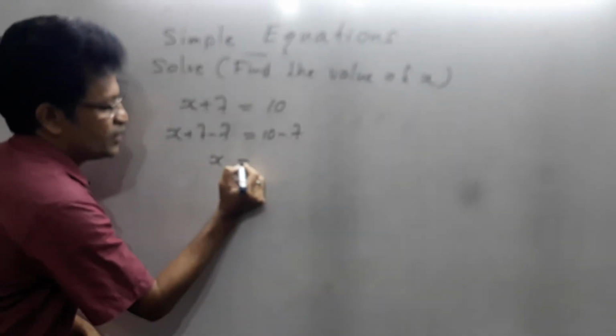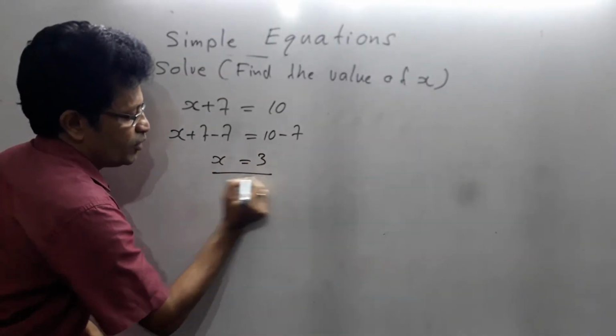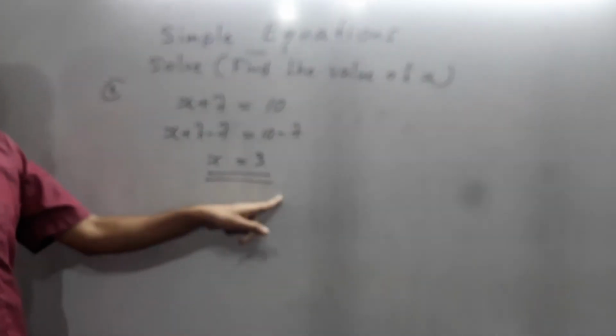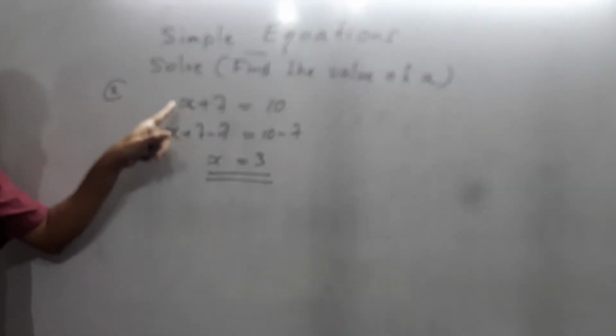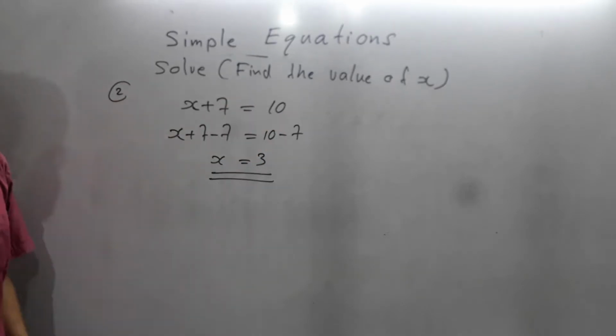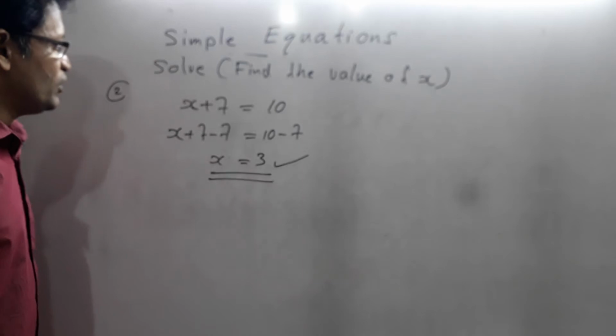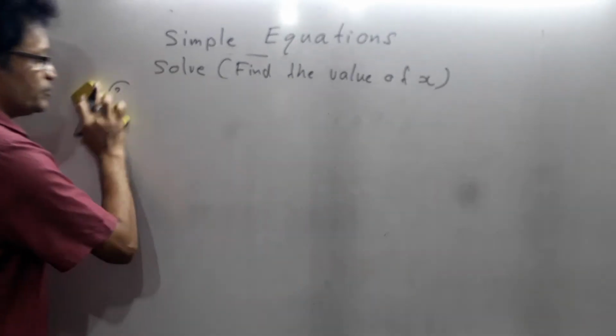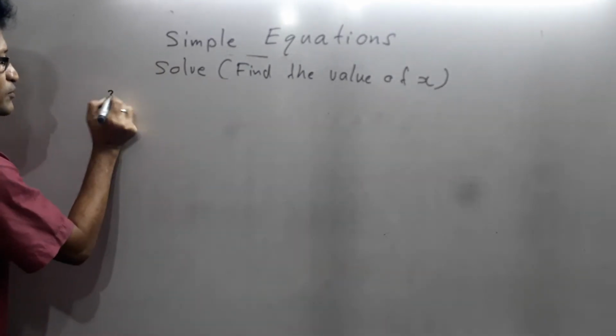So x equal 10 minus 7 is what? 3. Now our answer got x equal 3. Now we can substitute x equal 3 here. 3 plus 7 is 10. This side also 10. That means our answer is correct. Right? Now we'll do the third question. Third question is like this.